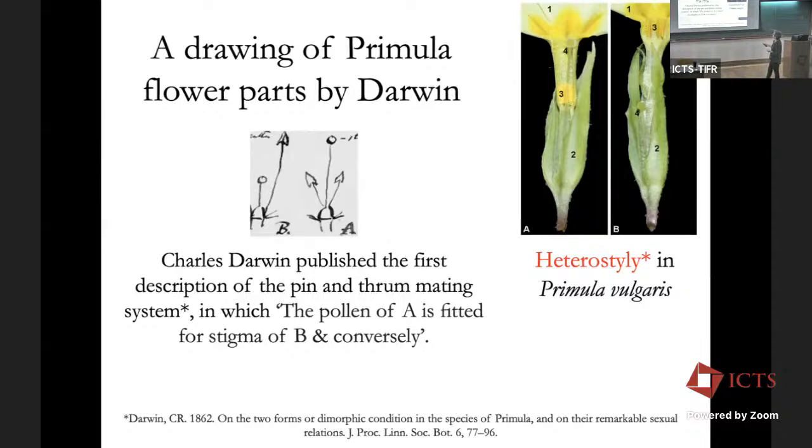This is where the pollen comes from. This is where the pollen lands and fertilizes the seeds. And you can see this fitting that he talked about. It's called heterostyly in Primula, and it's one of the classic plant breeding system polymorphisms that we know about today.